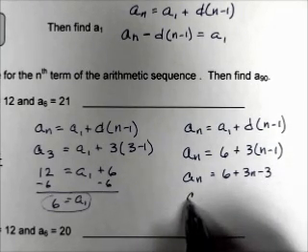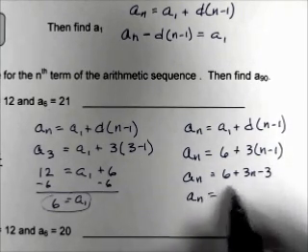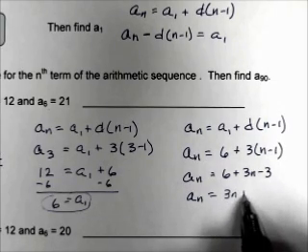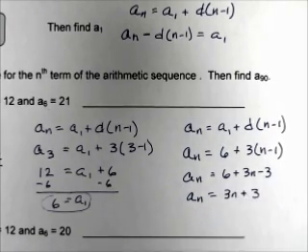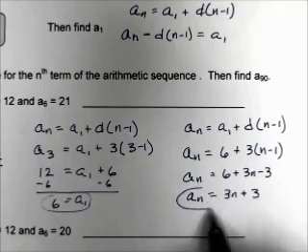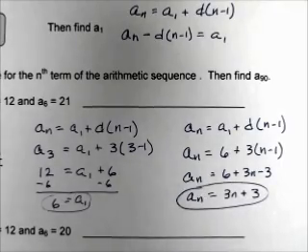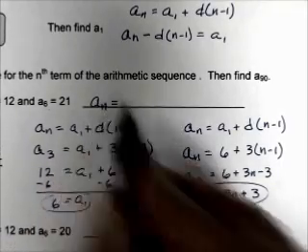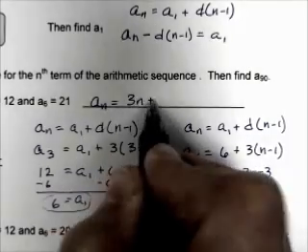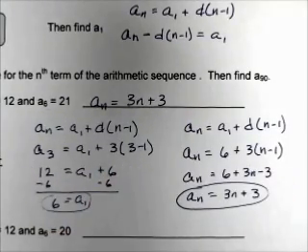And combining like terms, we have a sub n equals 3n plus 3. This is our rule. So a sub n equals 3n plus 3. Quite a few steps, but not difficult. Just take it one step at a time.